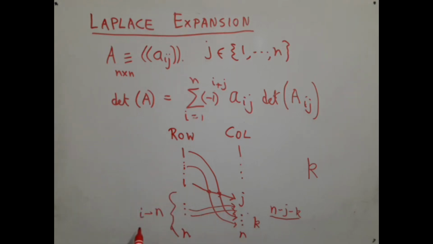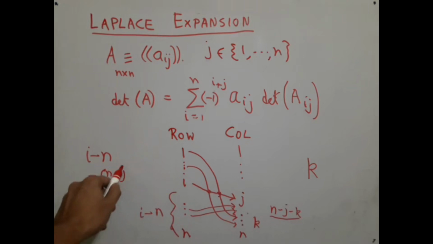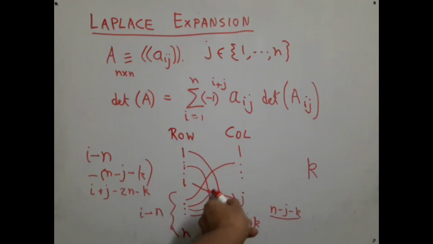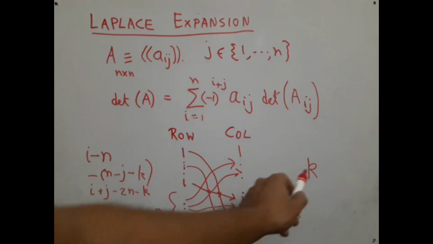If that is the case, how many are left out? I had i minus n many arrows below i, of which n minus j minus k have been accounted for. They are not crossing this arrow. So if you just do the computation, you will see it is i plus j minus 2n minus k. So clearly these many arrows have to go up because they do not have space here. So those things will go up and contribute further to my number of crossings.